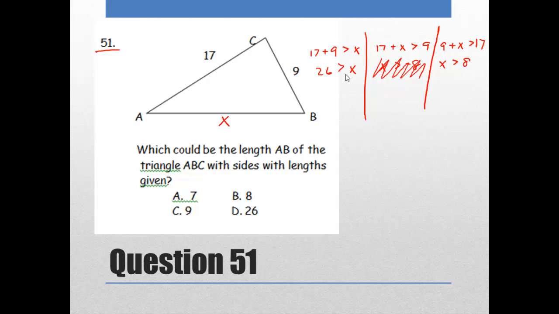So I know that X has to be between 8 and 26. I could write my single inequality like this: X is greater than 8 and less than 26. So could X be 26? No, because it has to be less than 26. Could X be 8? No, because it's greater than 8. Could X be 7? No. So it's got to be C. 9 falls between 8 and 26, so 9 is our answer.